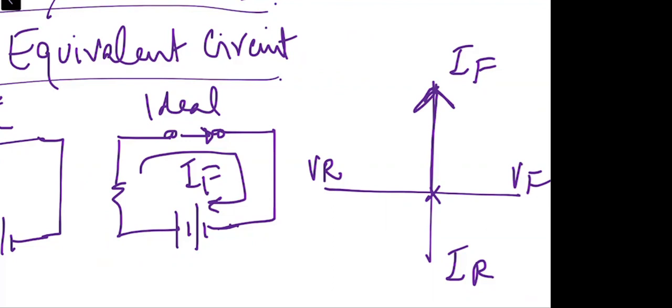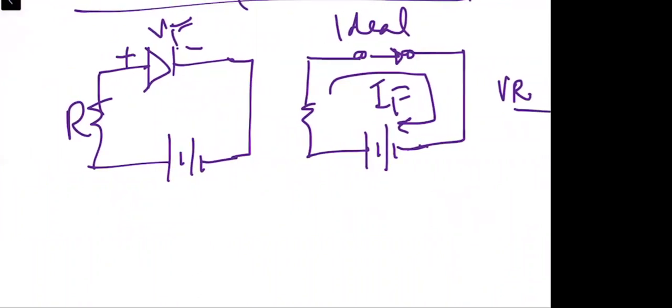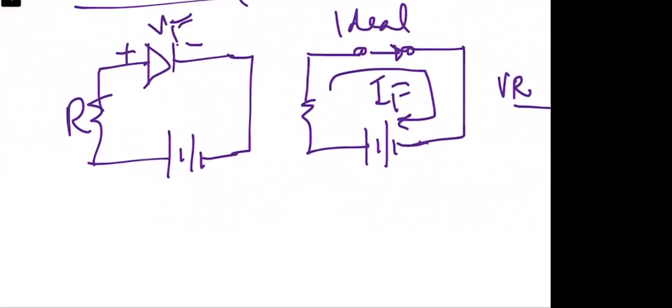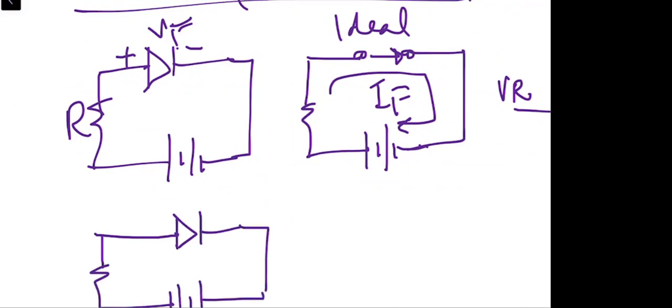And when we are considering the diode in the reverse direction, what will happen is that we say the diode is reverse bias in the ideal case.